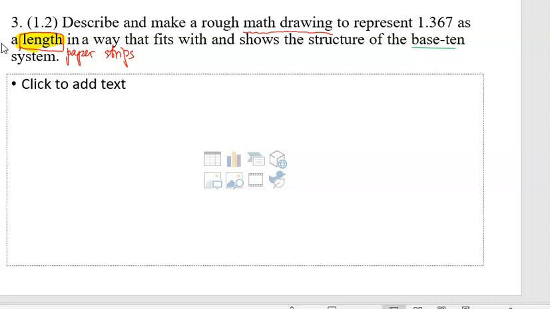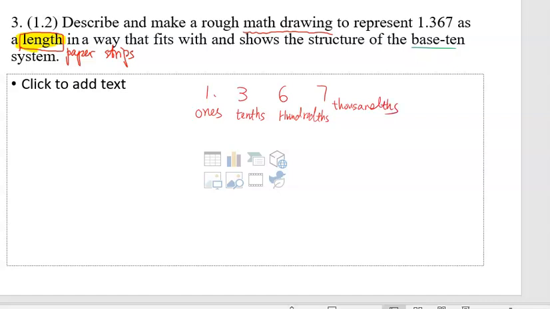So all of these questions are trying to help us understand the place value better, and also we can design activities to help our students learn the place values. So first let's look at the number 1.367. This 1 means ones, and this 3 means 3/10, and the 6 means 6/100ths, and the 7 means 7/1000ths.